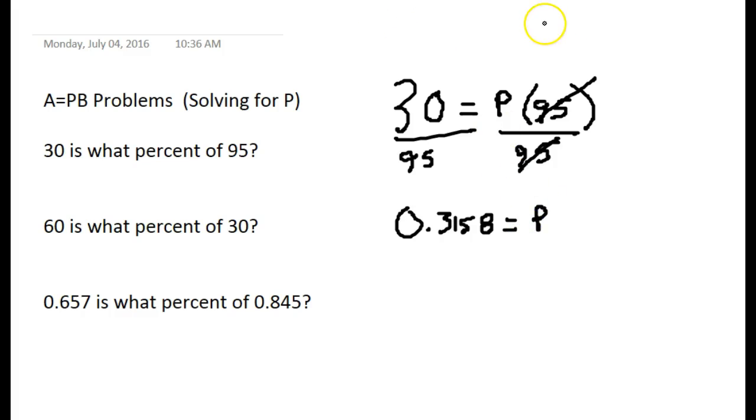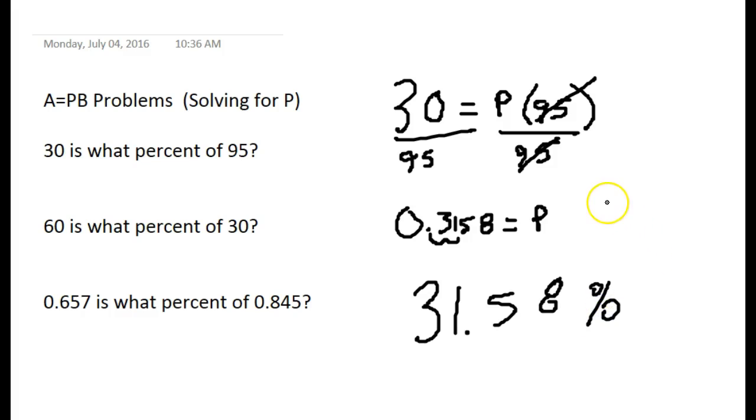I'm not finished yet. It says what percentage? I've got to convert 0.3158 to a percentage, so I'm going to move that decimal place 2 places to the right. My answer will be 31.58%. So 30 is 31.58% of 95. So we nailed it. Okay, let's look at the next one.